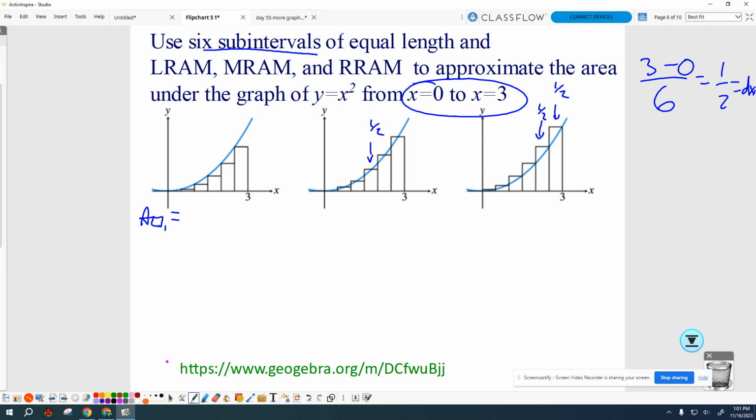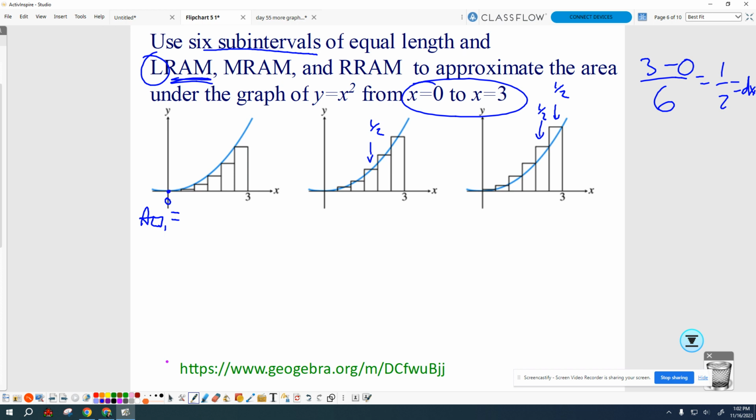This is just my notation, but we need to find the area of how many rectangles? 6. So there's 6 different ones to calculate for this, 6 different ones for here, 6 different ones for there. Okay. This rectangle, this is rectangular approximation method. The L stands for choose the left end of that rectangle to find the height.